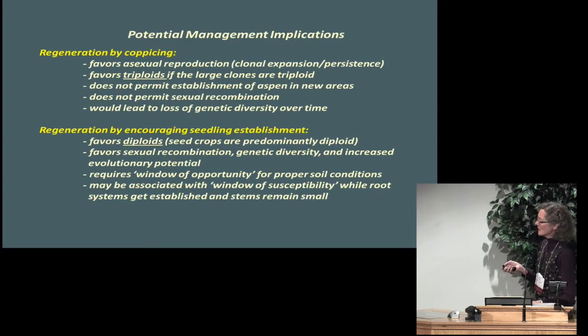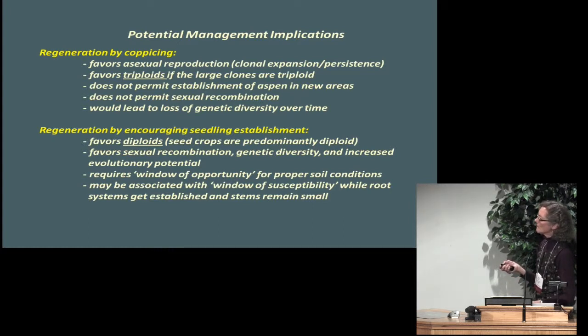Now, a little bit about management implications of this. So in terms of management, there are two kinds of regeneration that you think about managing through, I guess. One is by coppicing, and the other is by, one way or another, encouraging seedling establishment. These might lead to very different kinds of forests in terms of triploidy.